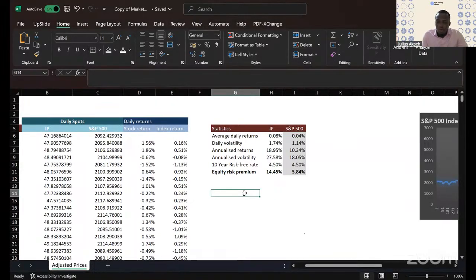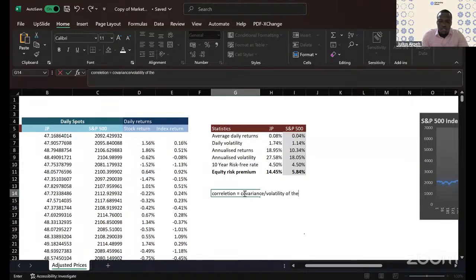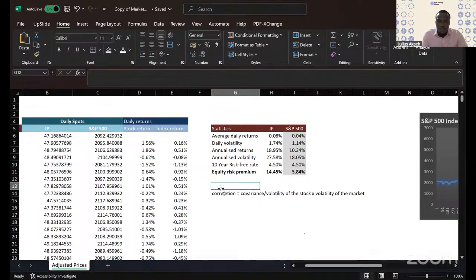to get correlation, let me put it here, correlation is equal to covariance divided by the volatility of the stock multiplied by the volatility of the market. So let's check something. To get this correlation, we just need covariance. So let's try to see if we can calculate covariance.